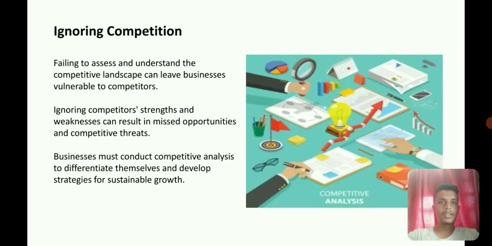And ignoring competition. Failing to assess and understand the competitive landscape can leave a business vulnerable to competitors. Ignoring competitors' strengths and weaknesses can result in missed opportunities and competitive threats. Businesses must conduct competitive analysis to differentiate themselves and develop strategies for sustainable growth.